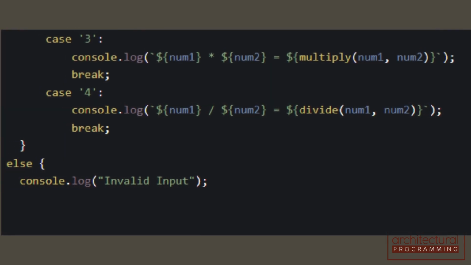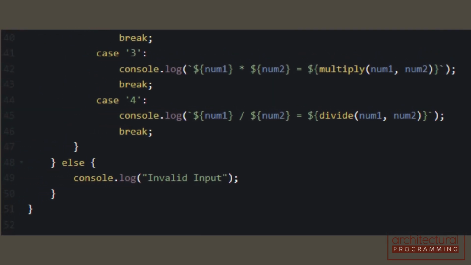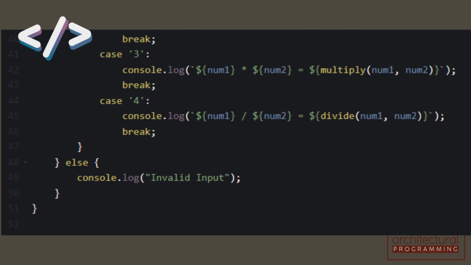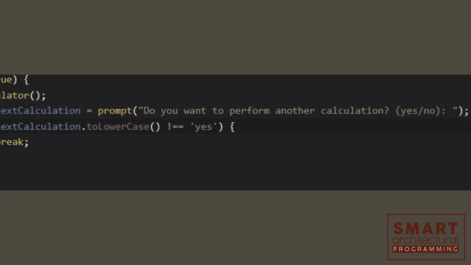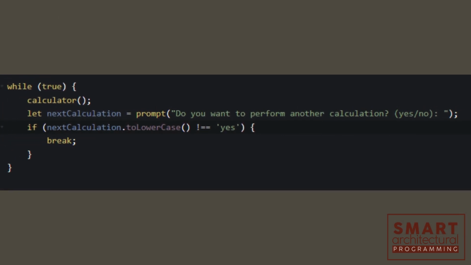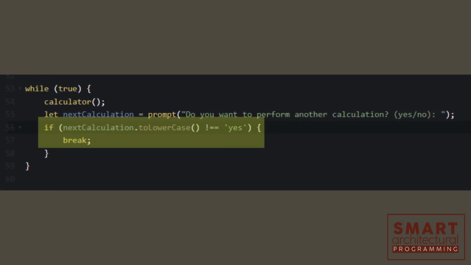Finally, let's add a loop to allow the user to perform multiple calculations without restarting the program. This loop calls the calculator function repeatedly until the user decides to stop. The program asks the user if they want to perform another calculation, and if the answer is not yes, the loop breaks, ending the program.